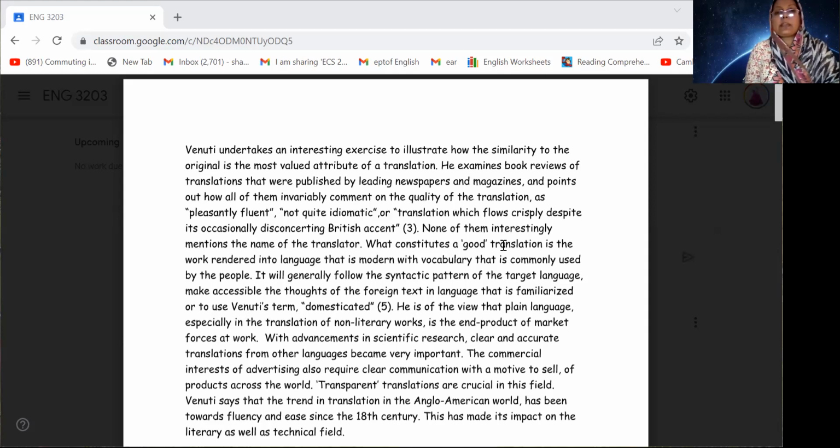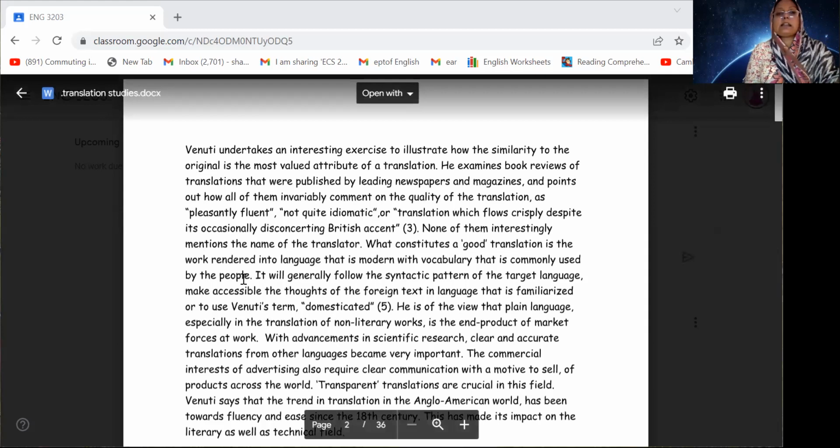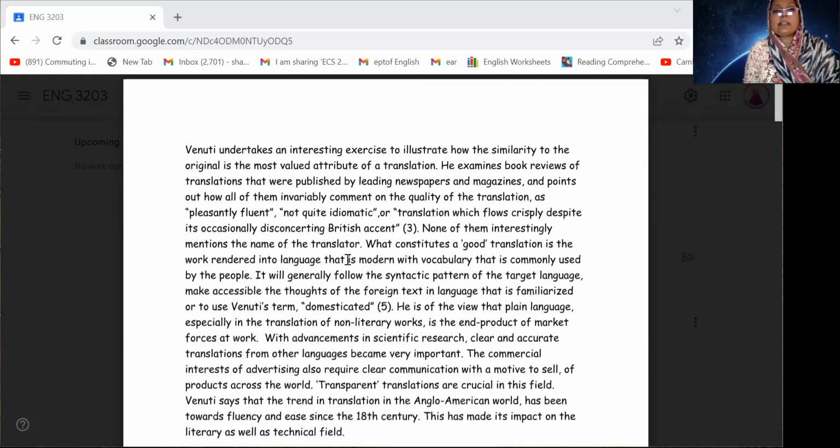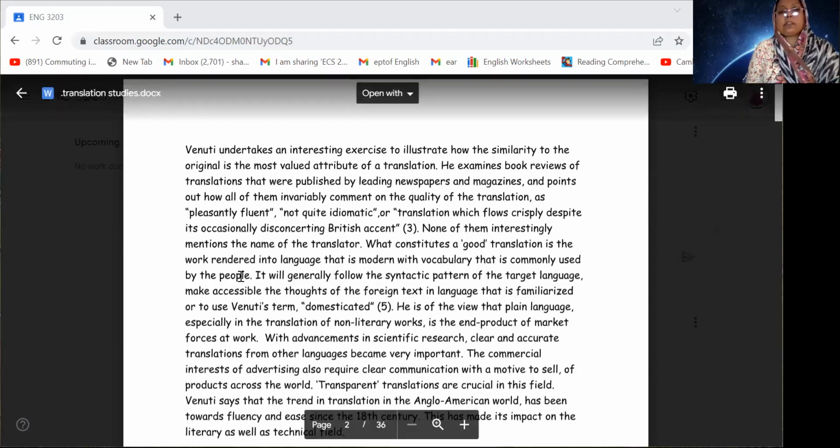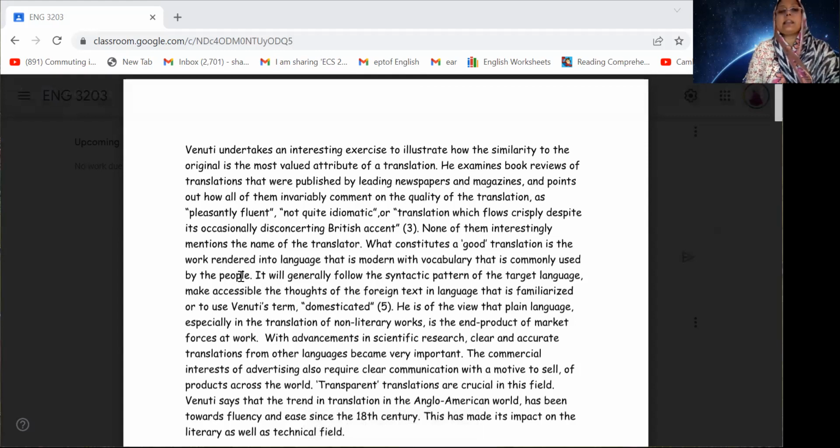What constitutes a good translation is the language that is modern with vocabulary. Vocabularyটা modern হতে হবে, modern language that is commonly used by the people. Commonly used language তাকে কি বলে, lingua franca.